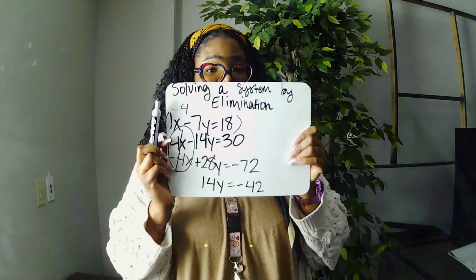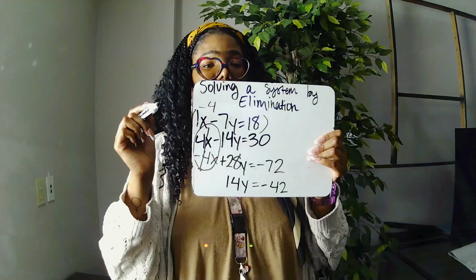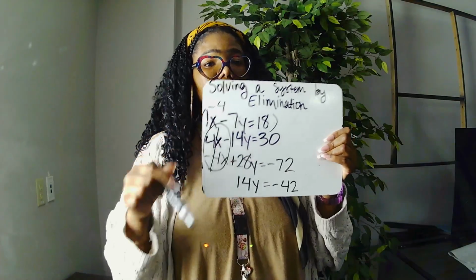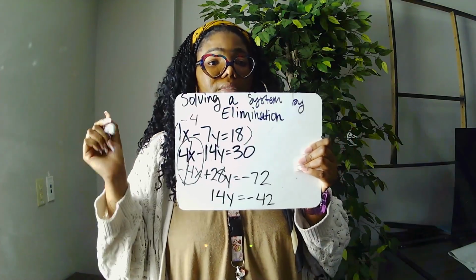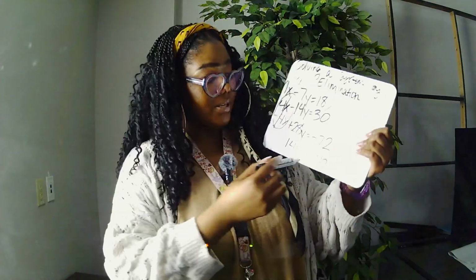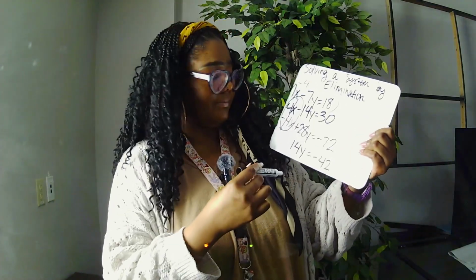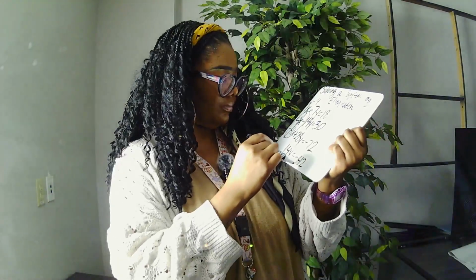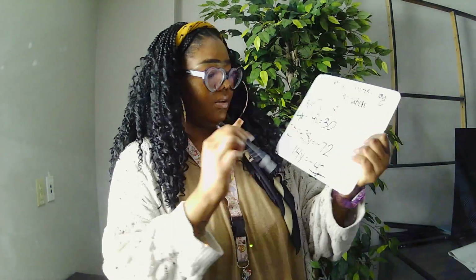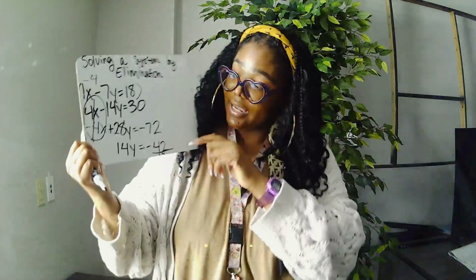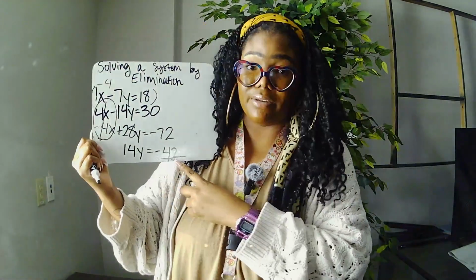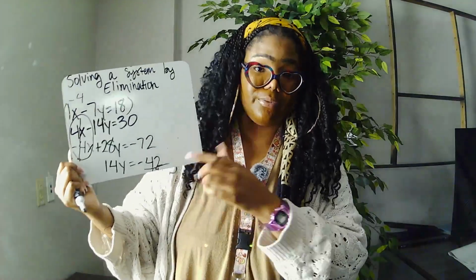And in this particular case, your last step would be to divide. You want to divide by the number with the variable. So I will be dividing by positive 14. So if you were to say negative 42 divided by 14, you would get a negative 3.